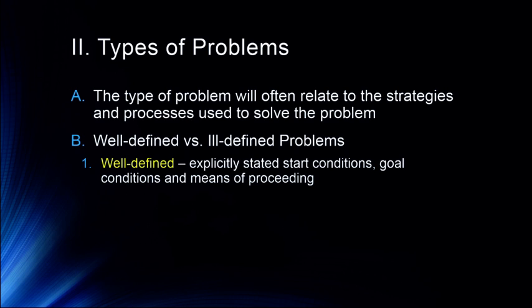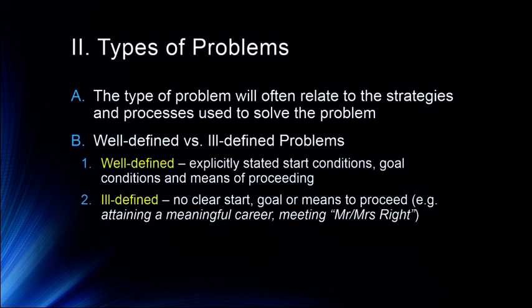Certainly getting a degree has a clearly stated start condition. Start with no credits, you have to end with 120 credits. You have to have these particular courses and these particular requirements, and this particular grade average. So that's a pretty clearly well-defined problem.